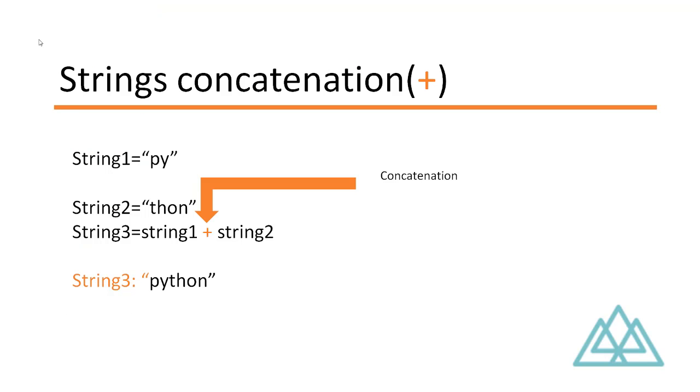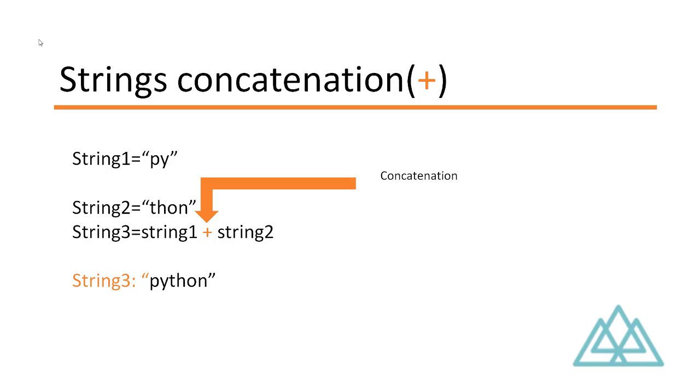Let's proceed with another concept in string, that is string concatenation. String concatenation is used to merge multiple strings into a single string, either with variables or with string literals. In the given example, string 1 has py, string 2 has thon, and if you want to merge or concatenate both strings, the result will be Python.